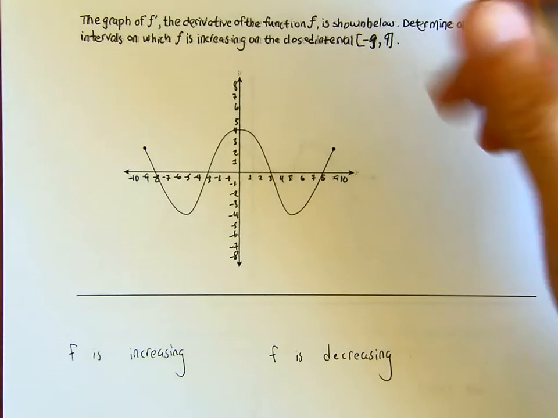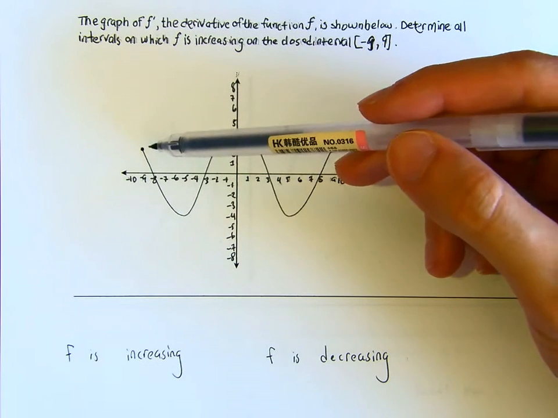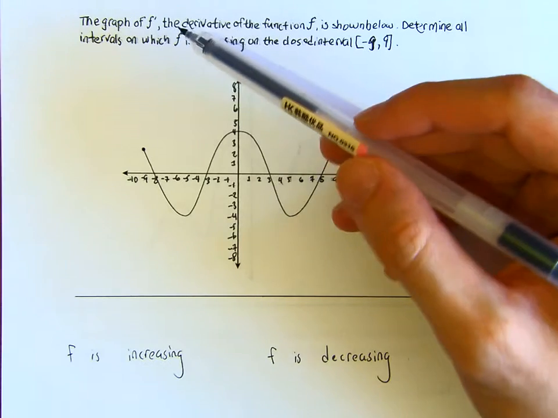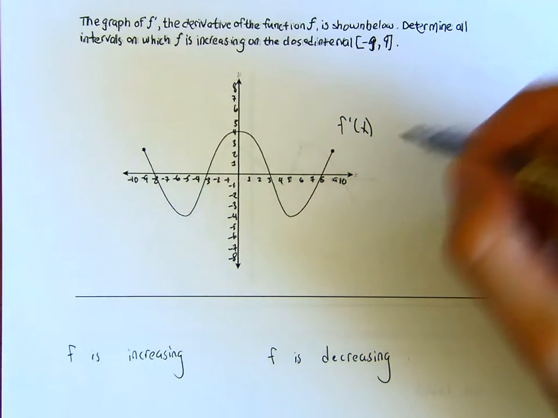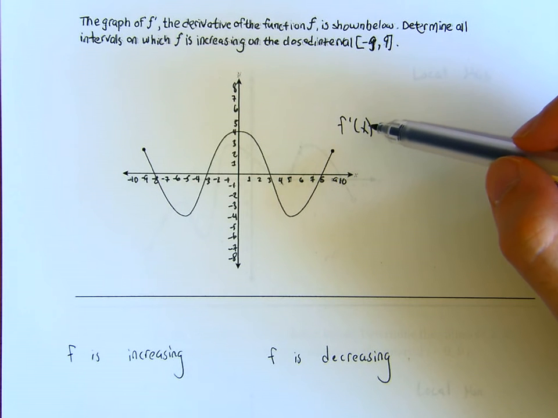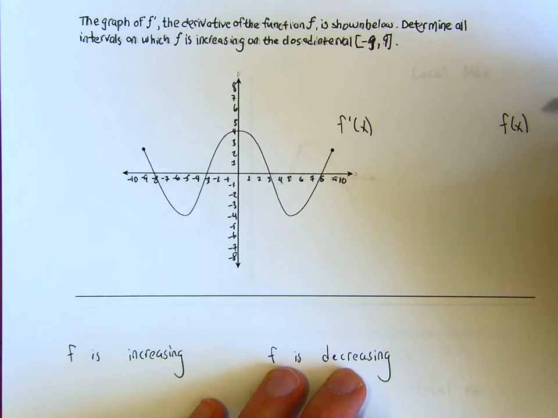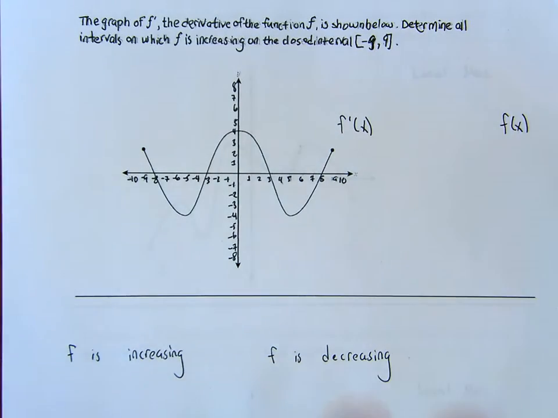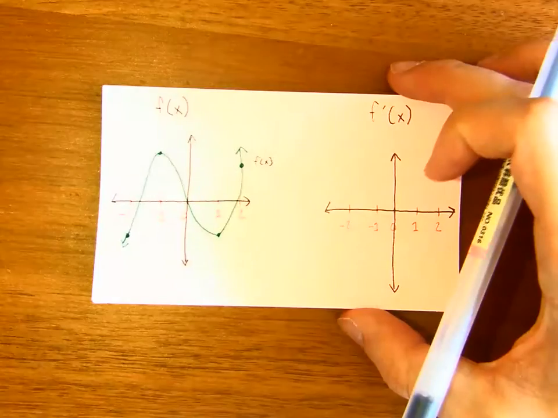So for this lesson, we're going to talk about, here we have the graph of the derivative. So we know this is f prime of x. Here what we're going to do is find connections between f prime of x and f of x. Before we go into this example, let's look at one over here.